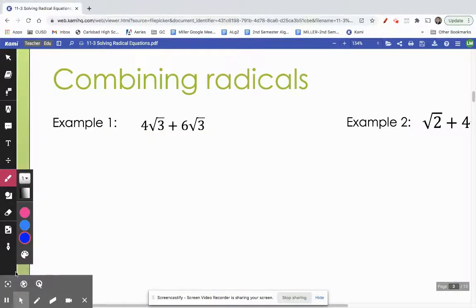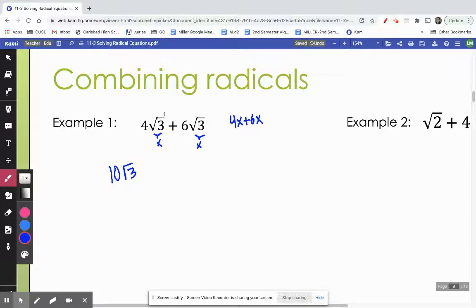Okay, next thing we're going to take a look at is combining radicals. This one we're adding radicals, okay? 4 root 3 plus 6 root 3. Here's the thing. Consider the square root of 3 as like a variable, okay? Like if this was x. This would just basically be 4x plus 6x. So you have 4 of something plus 6 of something. This means you have 10 of something, okay? In this case, that something is the square root of 3, okay?